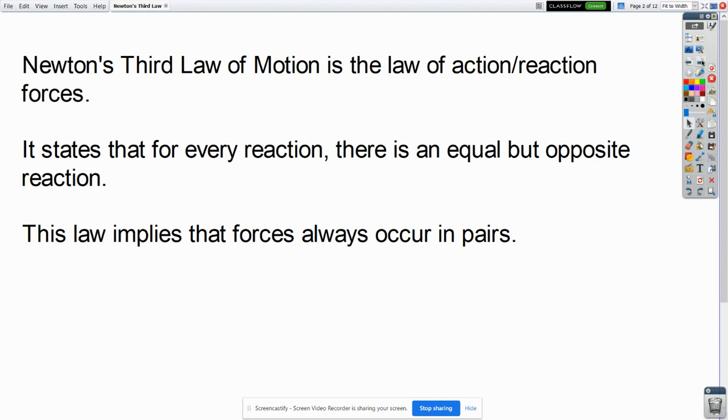For every push that one object applies on another, there is going to be a counteractive push that goes along with it. For every pull that's applied on an object, there'll be a counteractive pull that the other object exerts. They're going to come in pairs. Every force that is applied comes in pairs, an action-reaction pair.